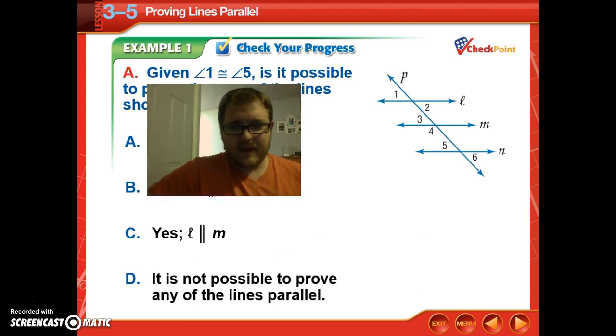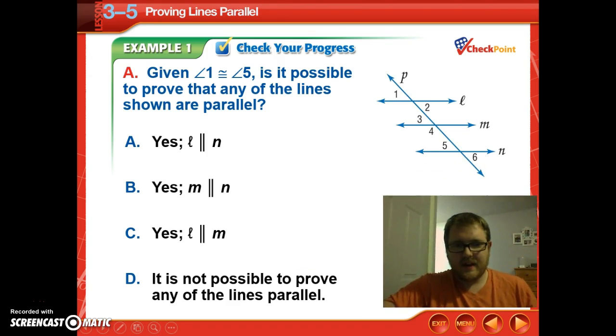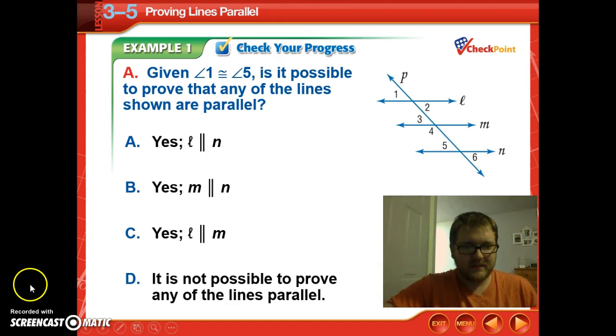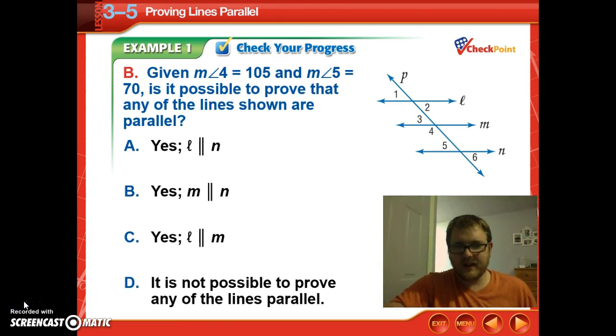So go ahead, pause the video for a second, see if you can come up with an answer to this question and answer it in the multiple choice. Now I'll go ahead and try this one. Make sure you pause the video so it doesn't disappear on you.